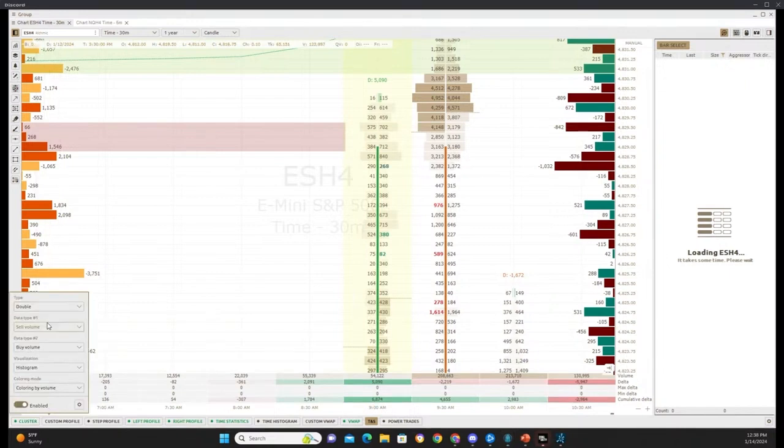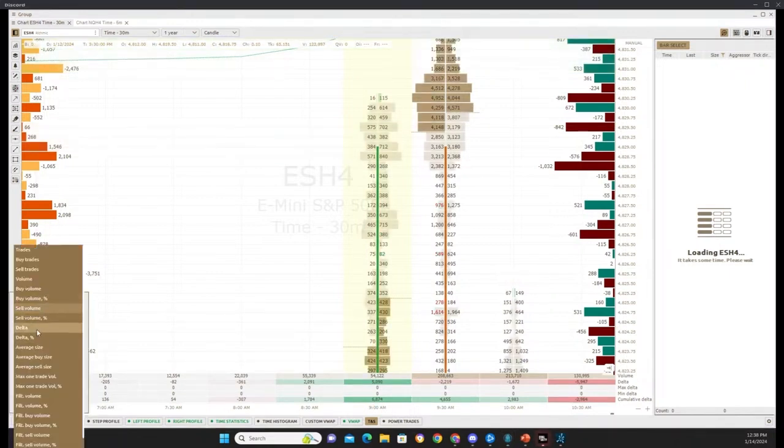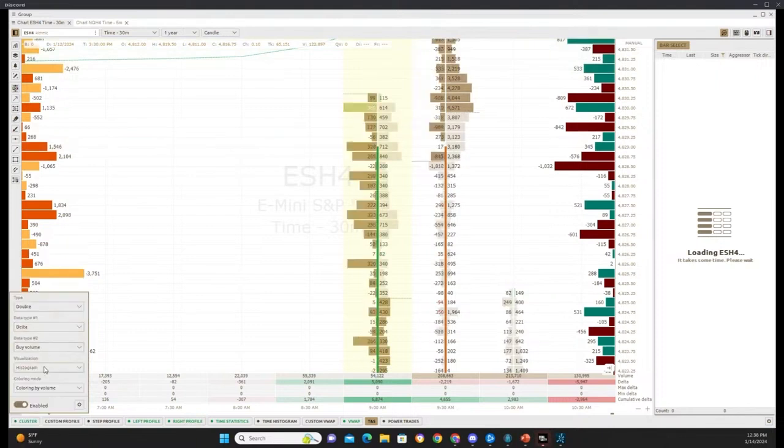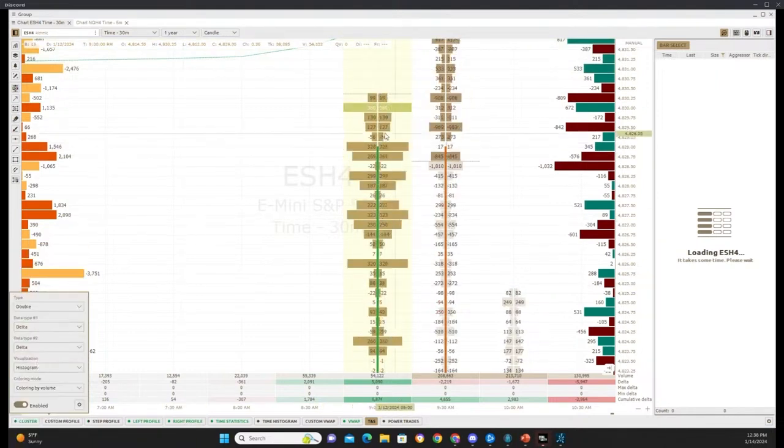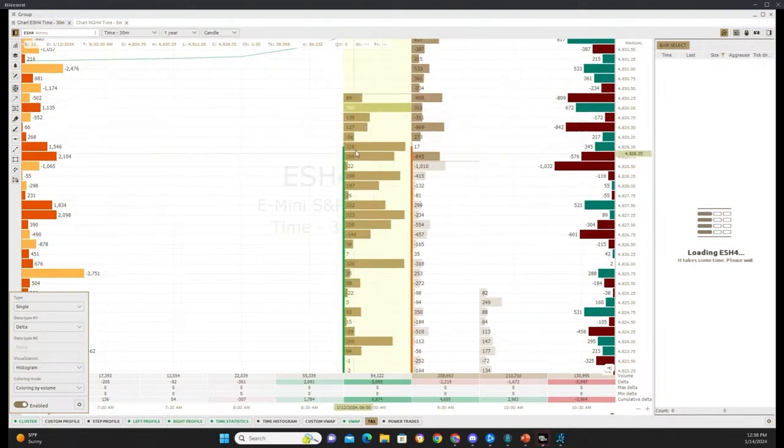If you're doing, let's say, double here, and you want to look at delta, and you want to look at this one also at delta here. Now I'm just looking at delta. It should be the same on both sides in this case, right? If you do single, it's just giving you delta at the horizontal level.